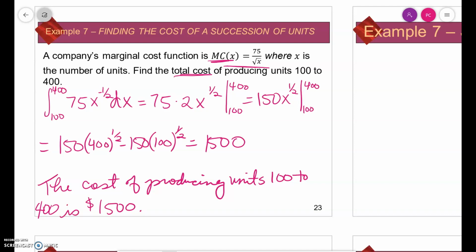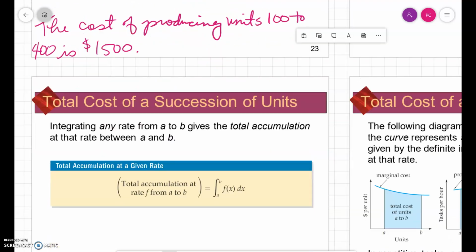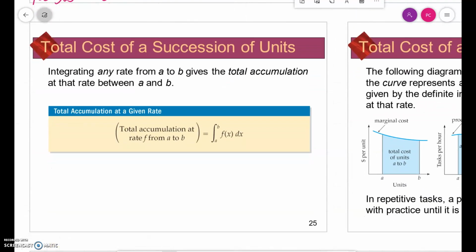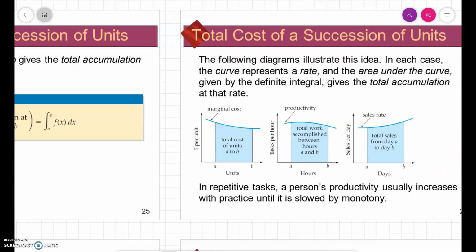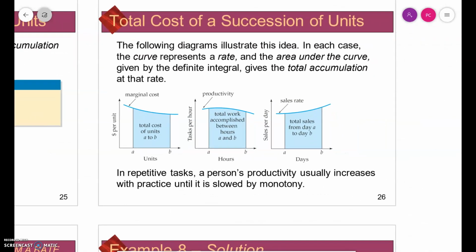All right. So this works not just for marginal cost, but it works for finding any total accumulation. So integrating any rate from A to B gives a total accumulation at that rate between A and B. Okay, so it doesn't work for just marginal cost, although that's a big one. If you know the marginal cost, you can integrate from A to B, and that would give you the total units from A to B.